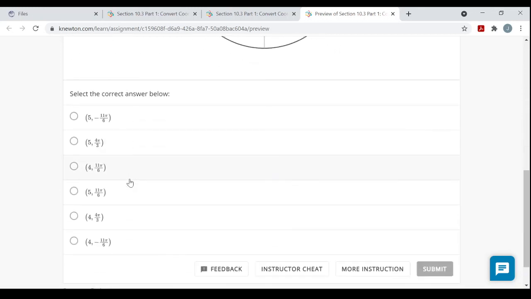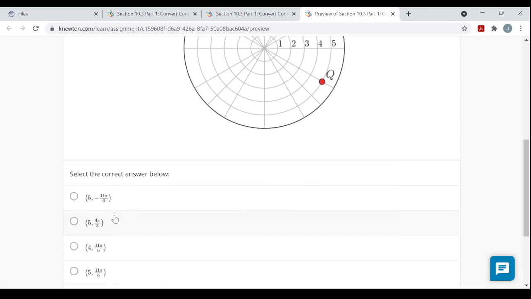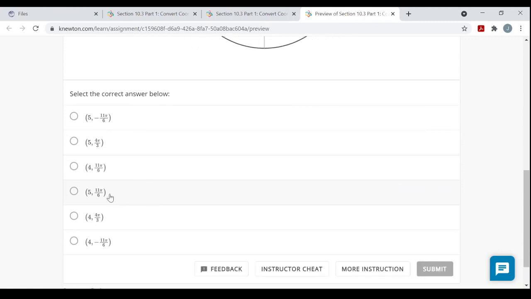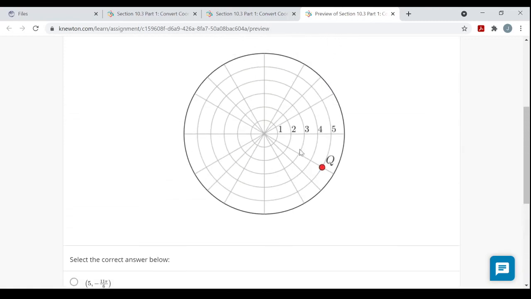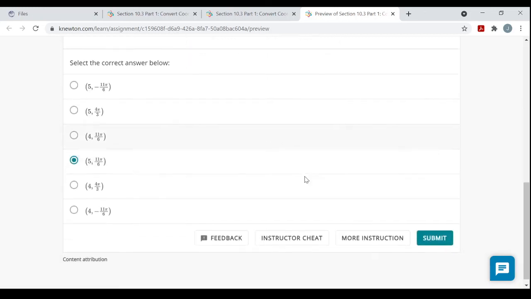So of these, 5 and negative 11 pi over 6, that wouldn't work. Negative 11 pi over 6 would be going clockwise, and you end up here. 5, 4 pi over 3, no. Yeah, 5, 11 pi over 6 was one of those I said, right? I start at 5 on the r, and then go positive 11 pi over 6 on this circle. I would land at Q. So it's this point here.